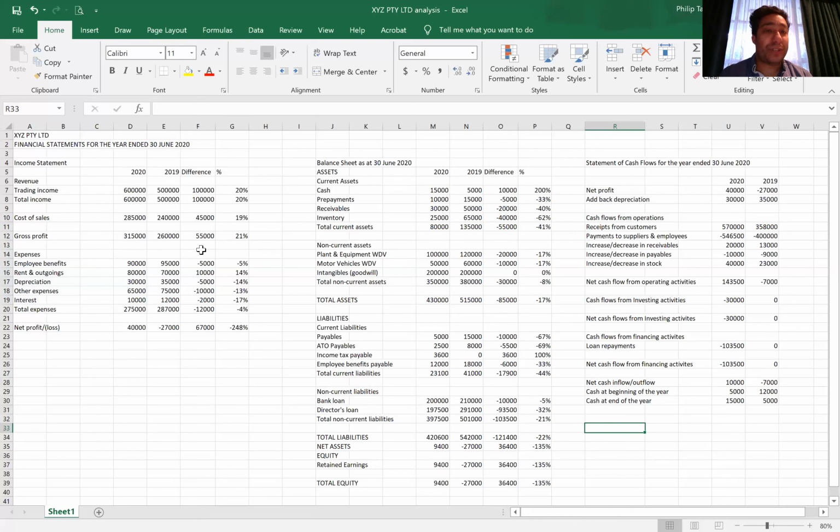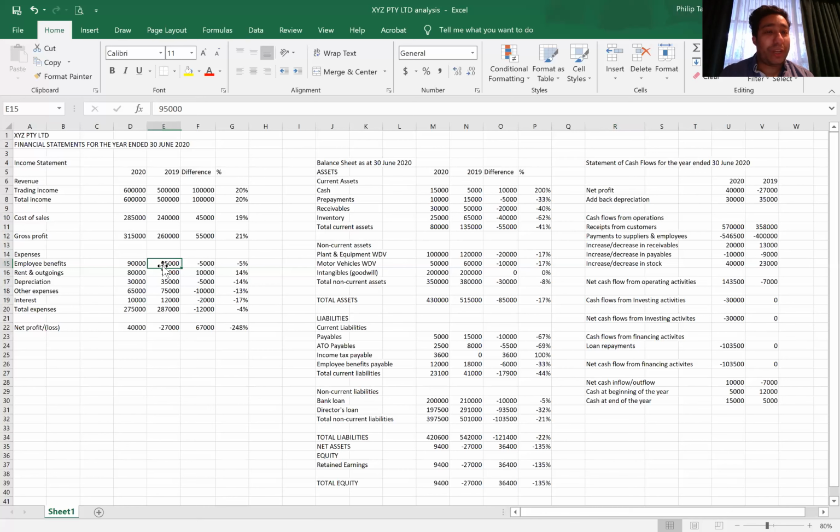So gross profit. You can see here, while the cost of sales has increased, this is because the income has increased. But therefore, as a result, the gross profit has also increased by $55,000 or by 21% in comparison to 2019. Now, let's have a look at some of the expenses.